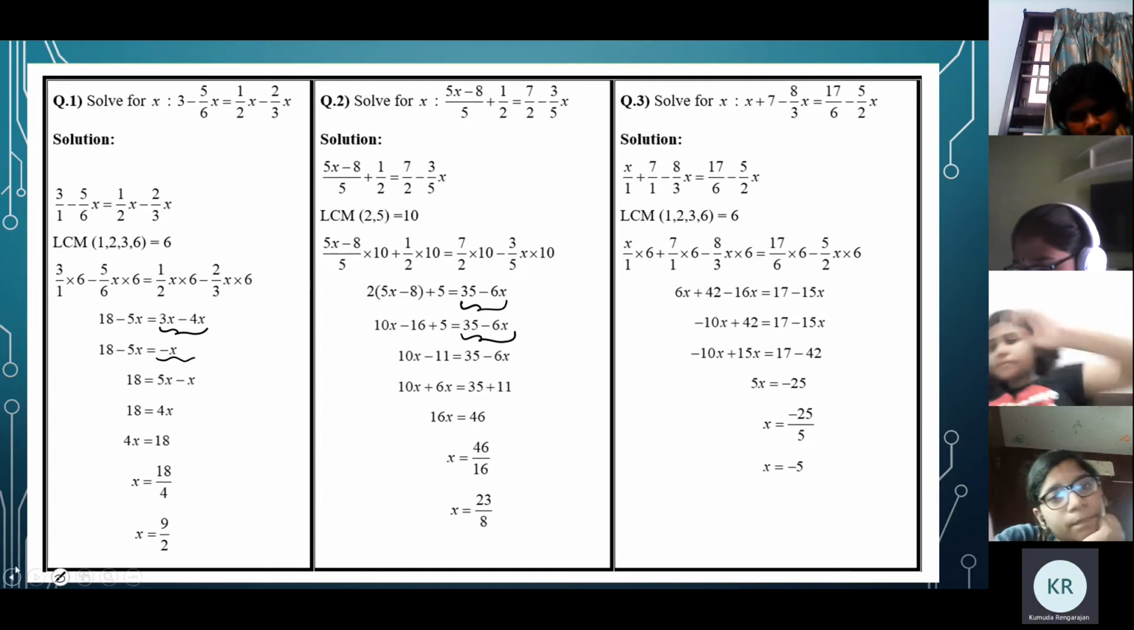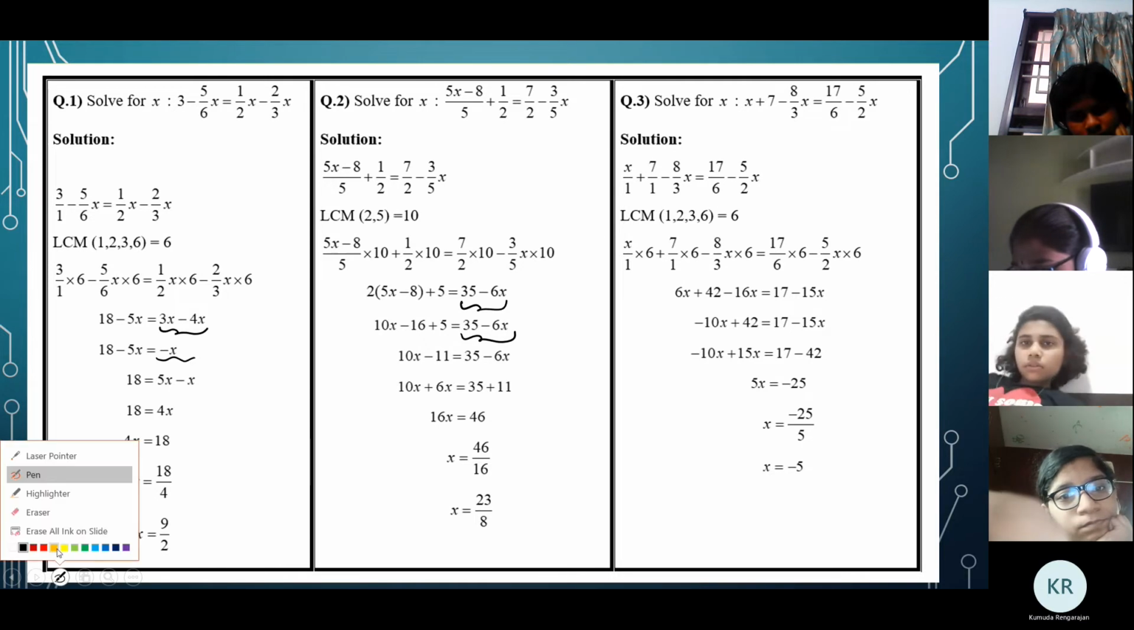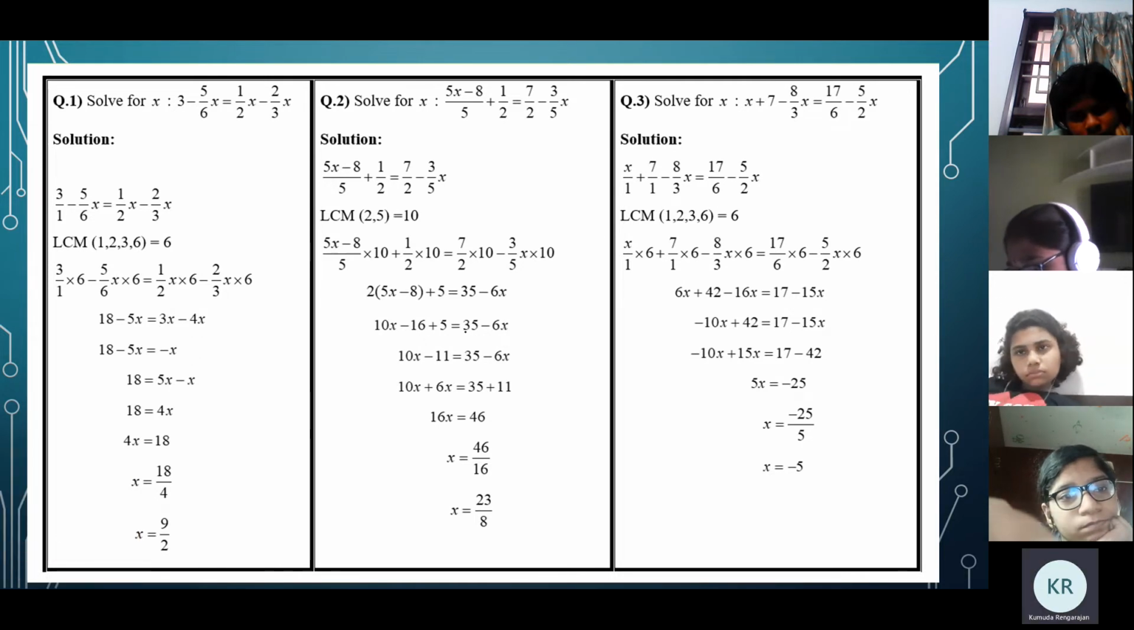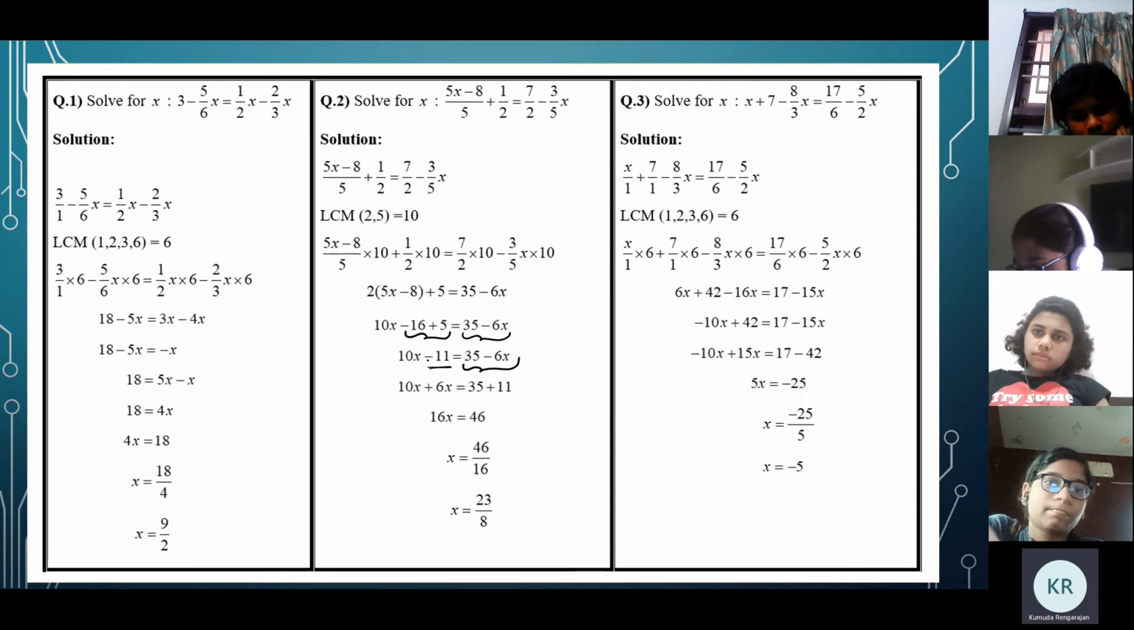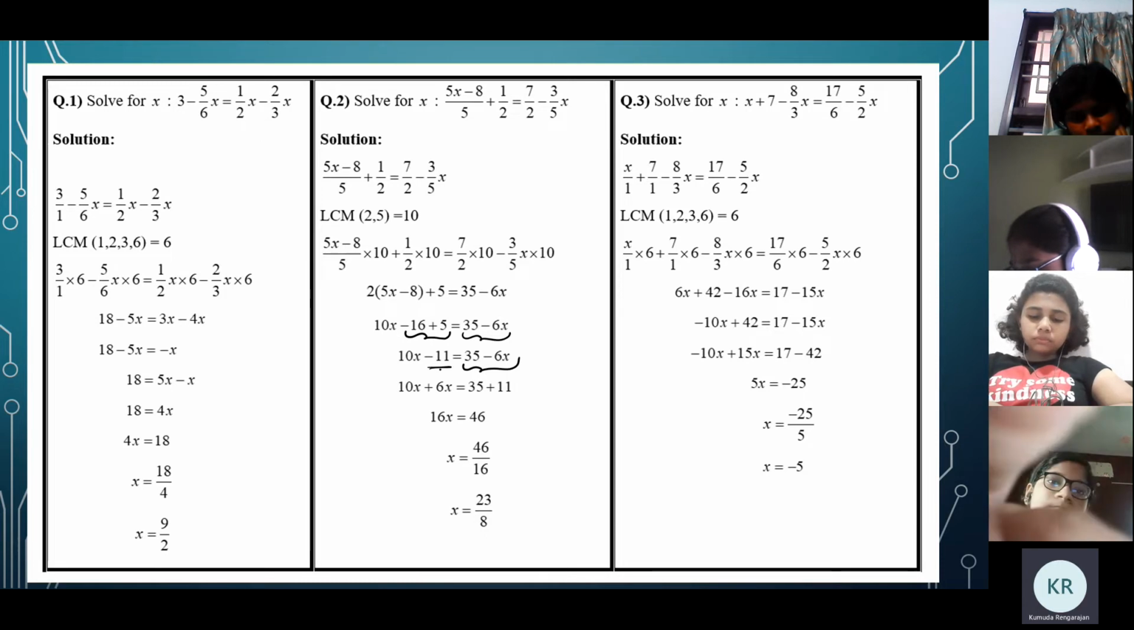Sorry, I'm here actually. We are in this step. So this 35 minus 6x, you cannot simplify 35 and minus 6x, so as it is. And in the left hand side we have minus 16 and plus 5, which is minus 11. So 10x minus 11. So on the left hand side we could simplify minus 16 and plus 5. So we get 10x minus 11 is equal to 35 minus 6x.